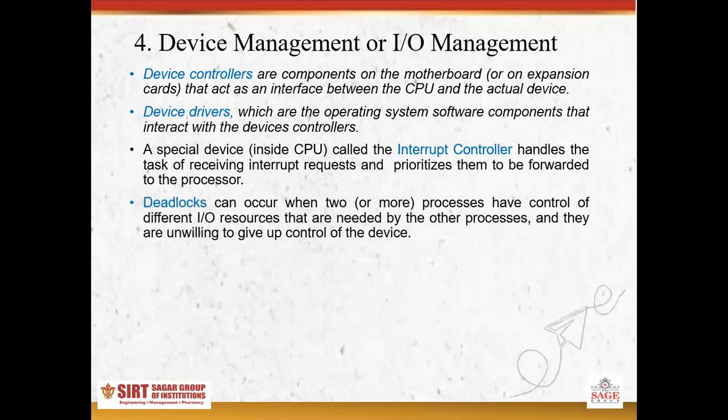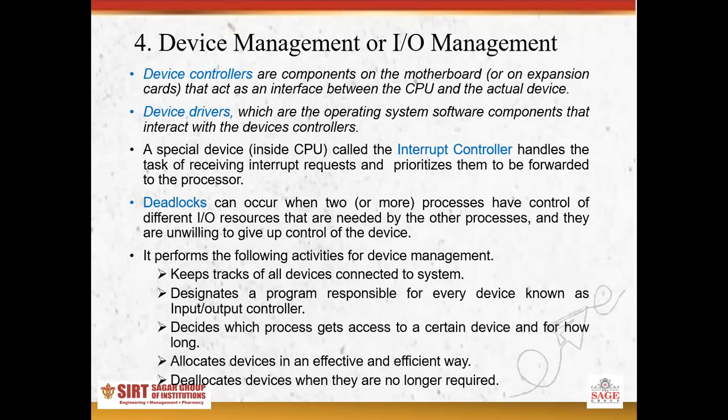The fourth one is deadlock. Deadlock can occur when two processes have control of different input output resources that are needed by the other processes, and they are unwilling to give up control of the device. It performs the following activities for device management.